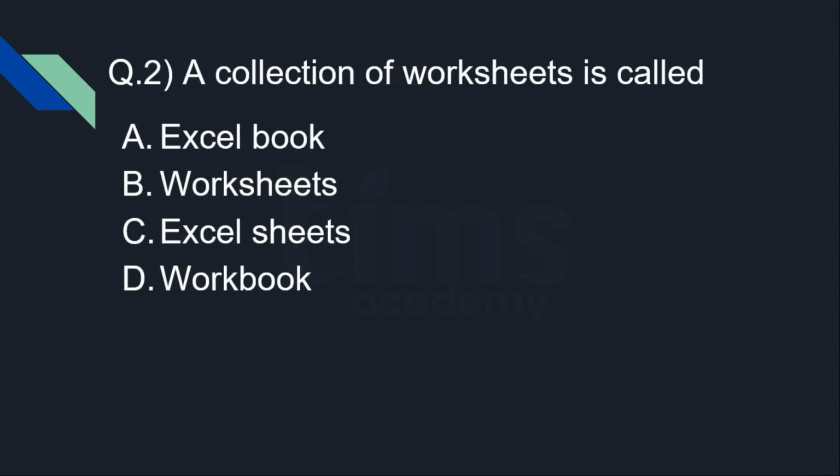Question number 2. A collection of worksheets is called: option A, Excel book; option B, worksheets; option C, Excel sheets; option D, workbook. The answer is option D, workbook.